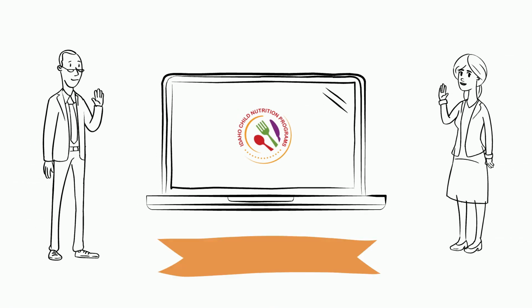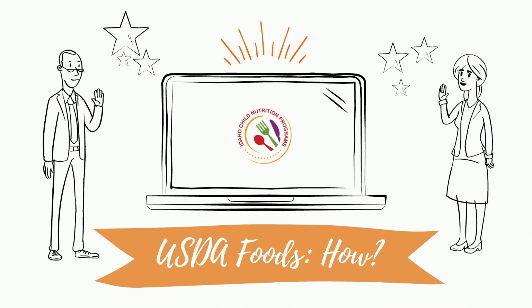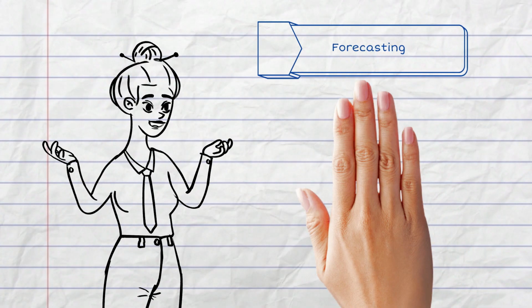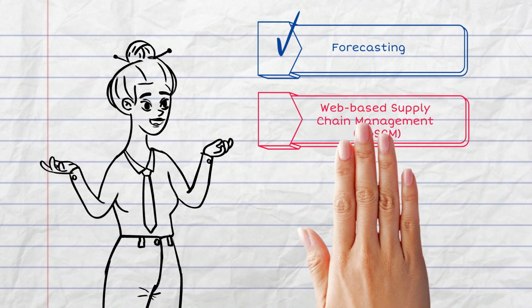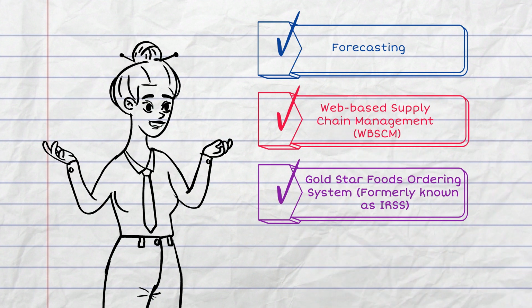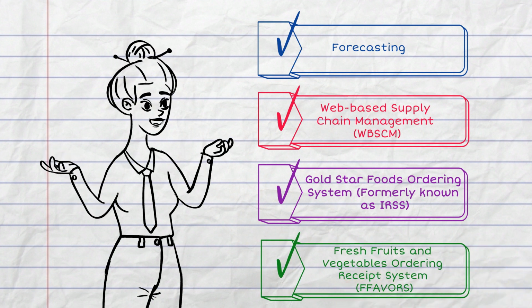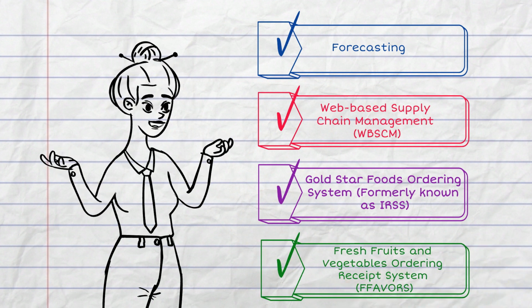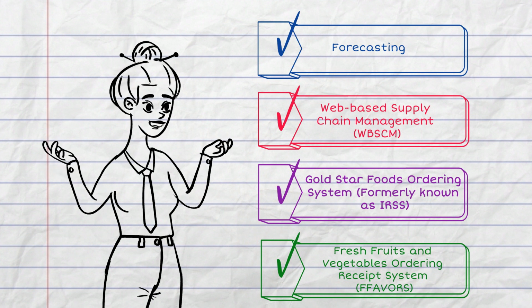How does using USDA Foods benefit my school meals program? How does forecasting, understanding the web-based supply chain management system, the inventory release software system, and the fresh fruits and vegetables ordering receipt system help me successfully use my USDA Foods?